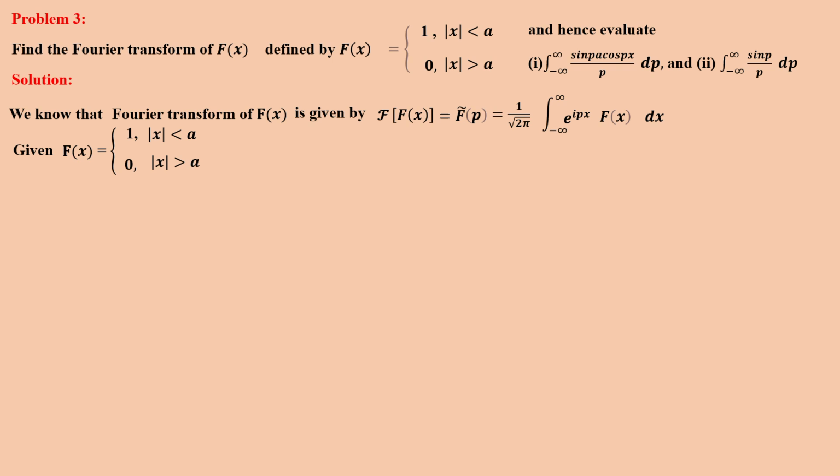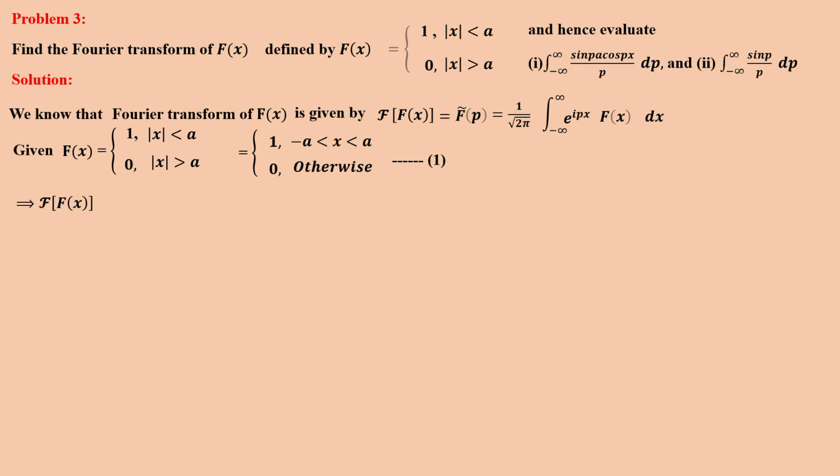So the other inequalities: x is greater than a, and x is less than minus a. In both cases, the value of f of x is 0. So f of x is 1 if x lies between minus a to plus a, 0 otherwise. That is equation number 1.